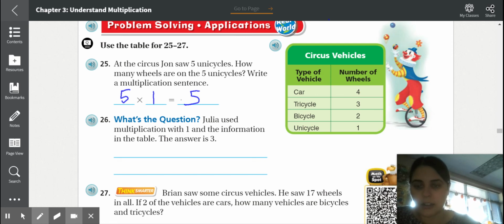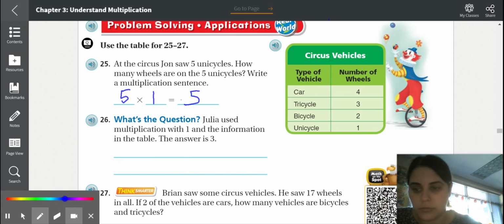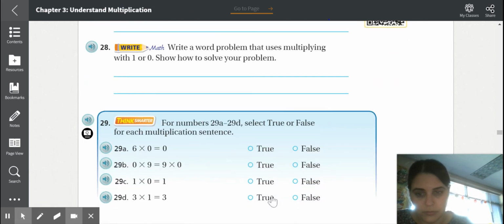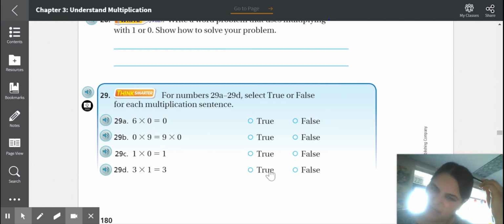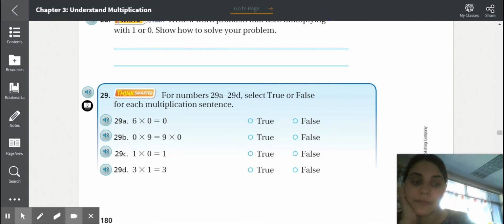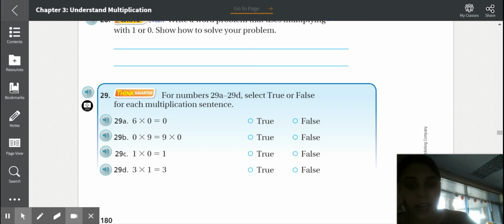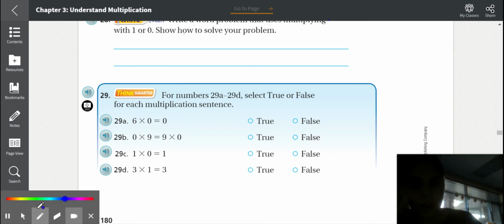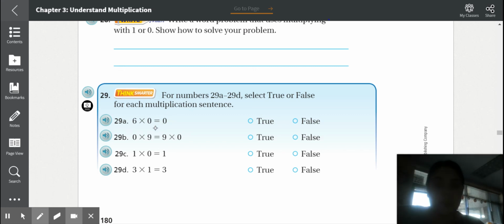Let's go on to this last one. Number 29. For numbers 29A through 29D, select true or false for each multiplication sentence. 6 times 0 equals 0. True or false? If you are thinking true, you're right.